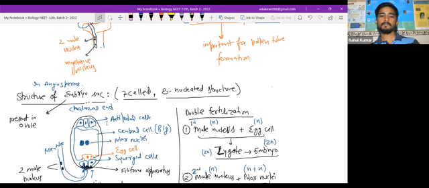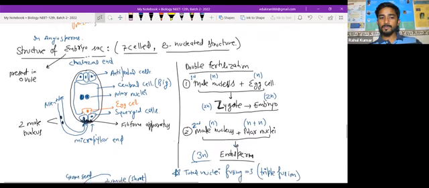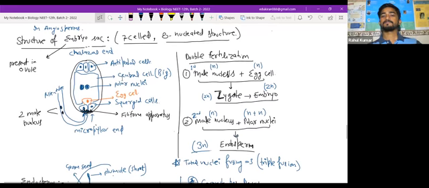Now we studied the structure of the embryo sac, in angiosperms. In the structure of the embryo sac, we studied it is a seven-celled and eight-nucleated structure. Three antipodal cells are there. In the center, two polar nuclei are there. One egg cell, two synergid cells. Then we studied the structure of the embryo sac. First, there is the micropylar region, the micropylar end.